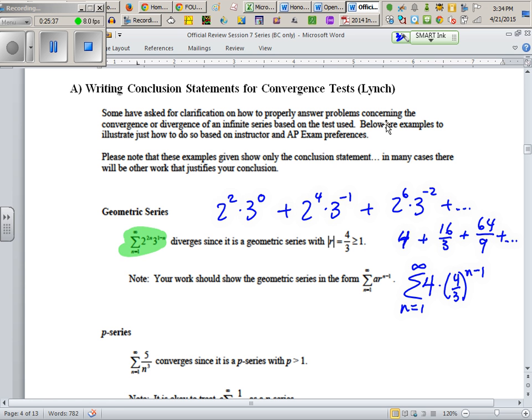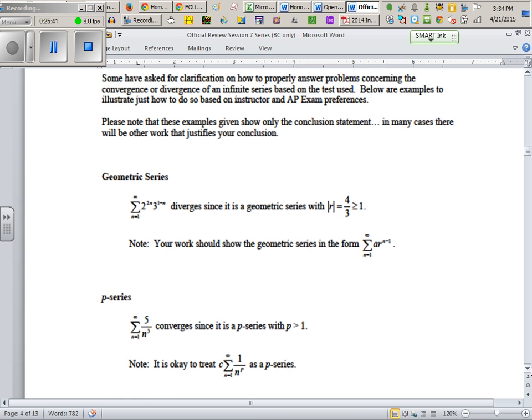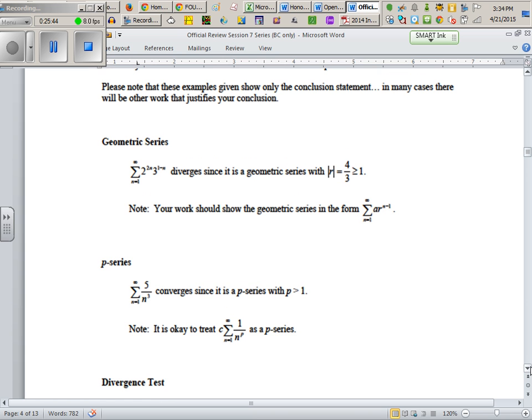And then with P-series stuff, some people want to know, is it okay to treat 5 over n cubed the same way we treat 1 over n cubed? This is a very good question. Will the graders be upset at you if you say something like 5 over n cubed is a convergent P-series? Well, every textbook defines a P-series as 1 over n to the p, not 5 over n to the p. So is it okay to have that 5 there? The answer is yes. It is okay to have the 5 there.